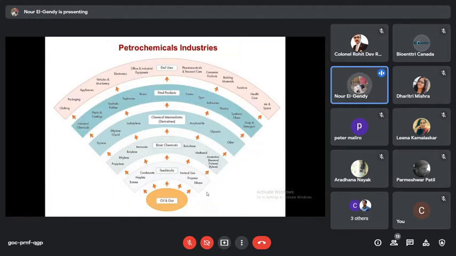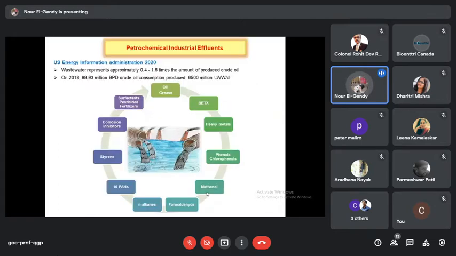Another source of pollution for the petroleum industry is the petrochemical industries. As you can see, the petrochemical industry is mandatory and needed all over the world because it produces our final products like industrial chemicals, paints, coatings, synthetic rubber, explosives, resins, foams, dyes, adhesives, plastics, synthetic fibers, soap, and detergent. So we are all in need of these petrochemical industries. But this industry also consumes a huge amount of water and produces a huge amount of wastewater. It represents approximately 0.4 to 1.6 times the amount of the produced crude oil.